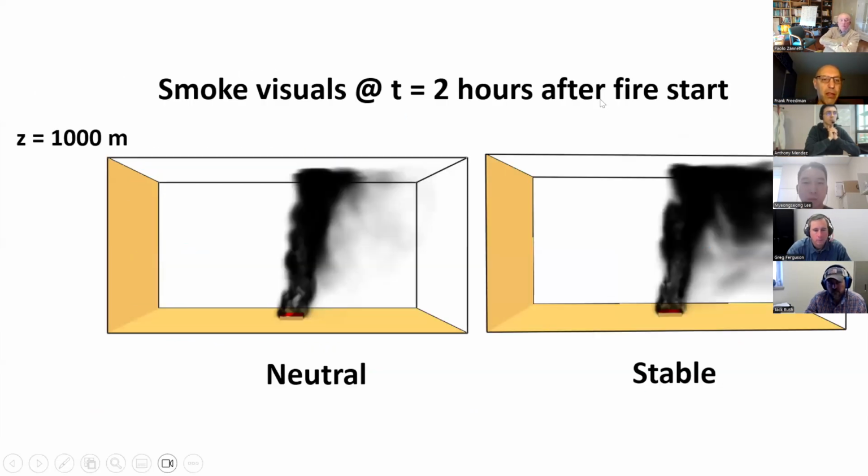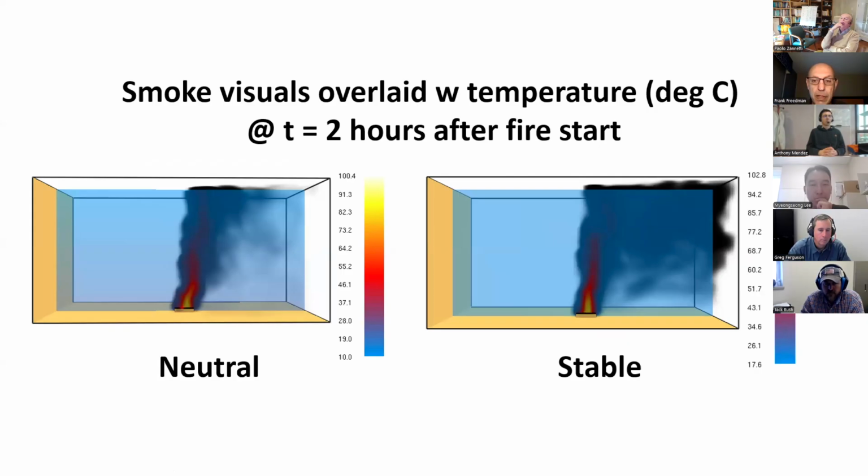So just to show, this is smoke visuals at T equals 2 hours after the fire starts. 1,000 meters is the top, and remember, this is an artificial top. This isn't an actual physical surface. The neutral case just goes vertically up and out, and in the stable case, it gets trapped here. Notice there's shearing off of some plume mass, and some of that mixes to the surface. That's something we might be interested in knowing, how much mixes to the surface, if we're interested in ground level impact where people live, for example. And this is overlaid with temperature, just to emphasize that point.